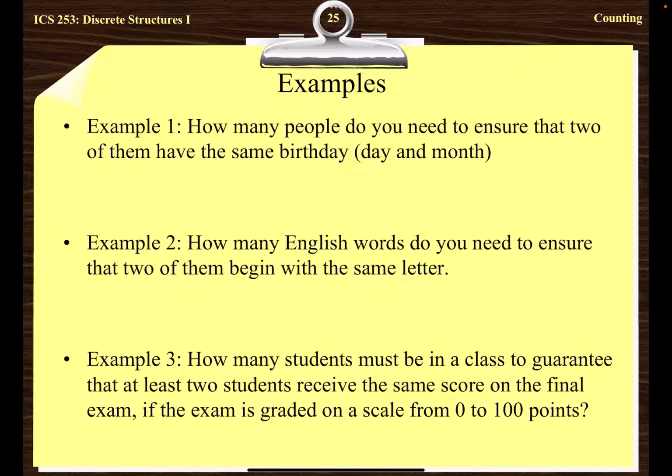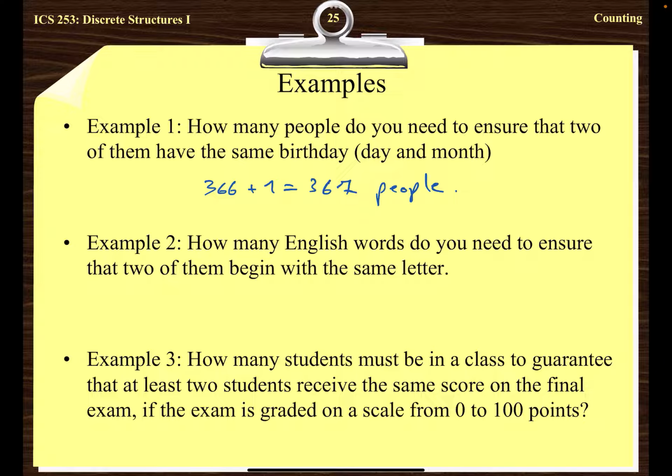In a leap year, there are 366 different days. In the leap year, February has 29 days, right? That's why we need 367, right? So it's basically 366 plus 1, which is 367. 367 people, right?